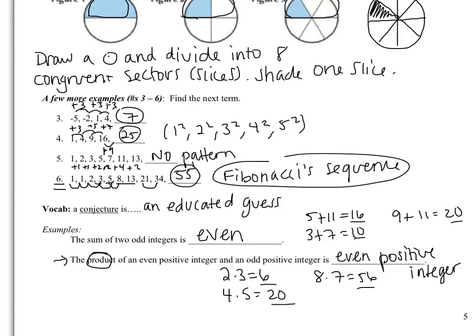Okay, even positive integer just means that there's no decimal, no fraction. So if you got that one right, good for you. If not, that's okay. We'll be doing some more examples. If you have a question on how I got that, make sure that you write it down. Now, if you would please flip to page 6.